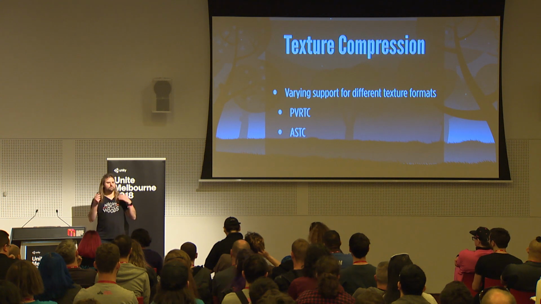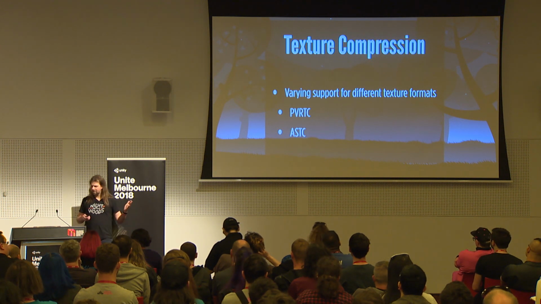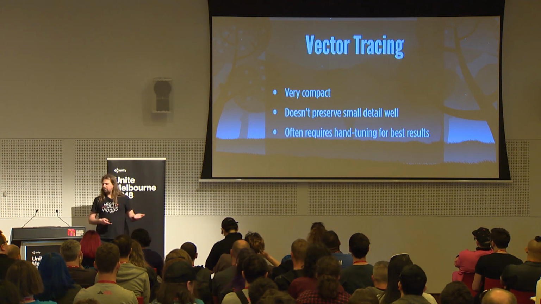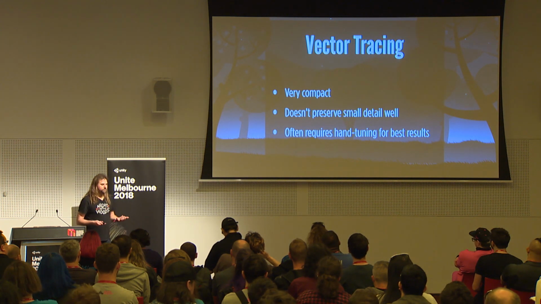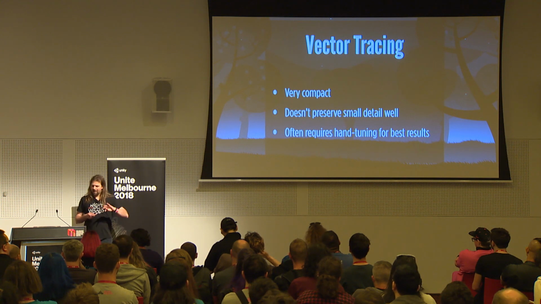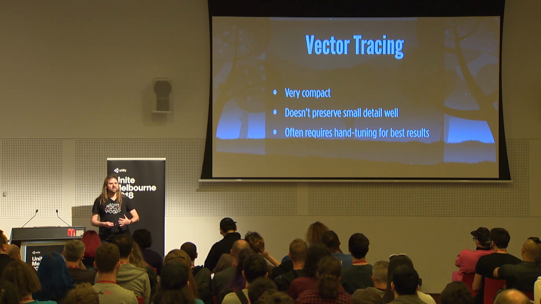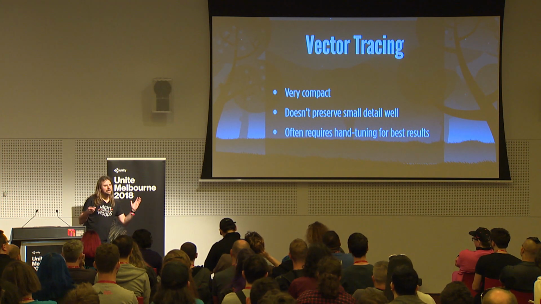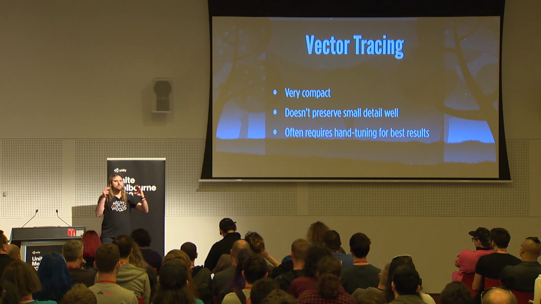You get fringing, you get blurriness, it's not amazing. So what are some other ways? Well, one of them is vector tracing. Night in the Woods' style is very flat, lots of simple curves. And so vector tracing is the process of taking your bitmaps and figuring out what shapes are in the bitmaps.